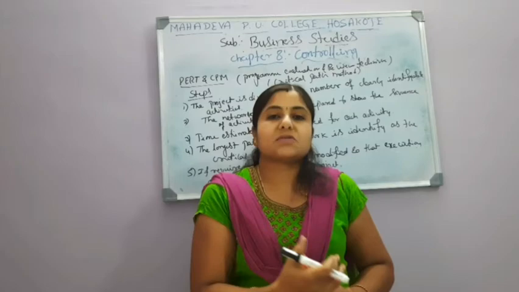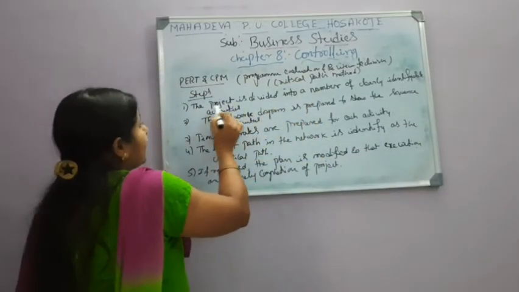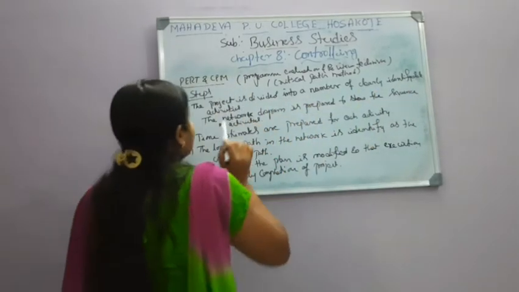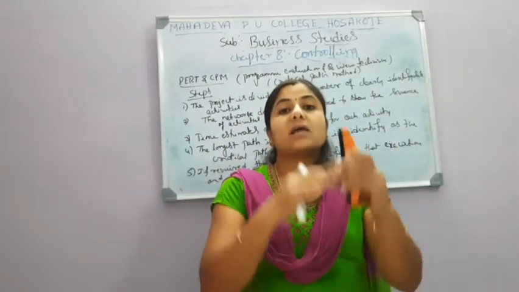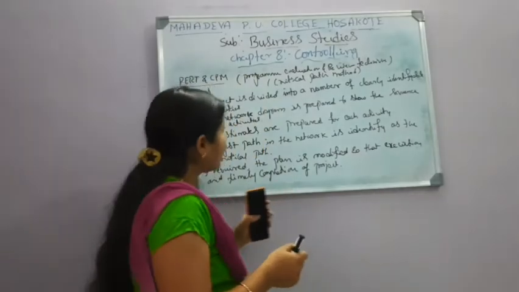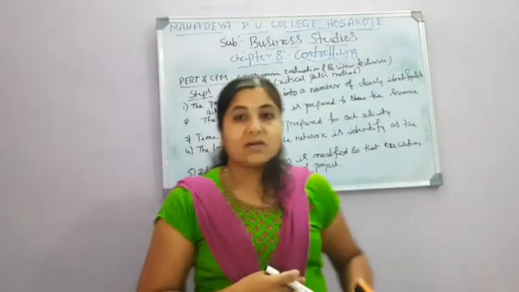These PERT and CPM involve certain steps. The first step is that the project is divided into a number of clearly identifiable activities. One big project is divided into small units, a number of clearly identifiable activities.